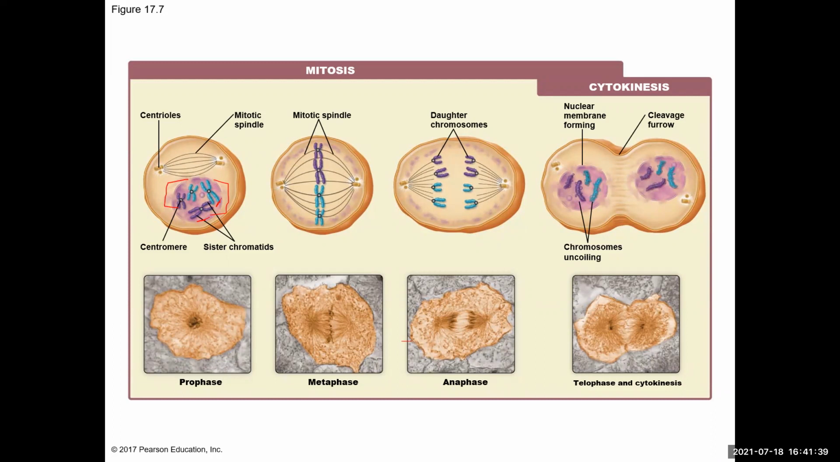So prophase, nuclear envelope breaks down. Centrioles line up at the poles, mitotic spindles form. Then in metaphase, they line up along that equator, the metaphase plate. The mitotic spindles, the spindle fibers, will go out and grab the centromere of the sister chromatids. In anaphase, those mitotic spindles shorten, pulling them towards the pole, separating the sister chromatids. And then now they're the daughter chromosomes.